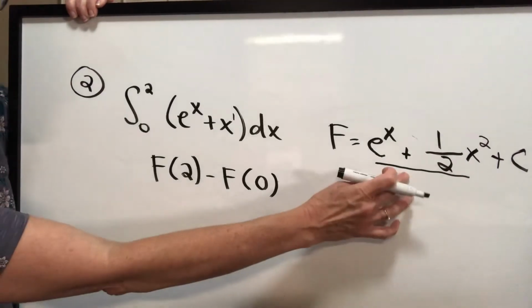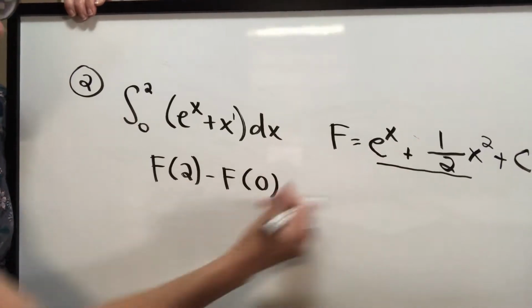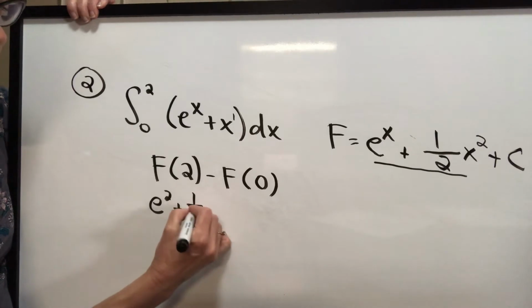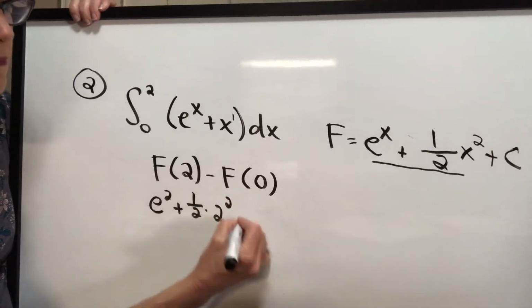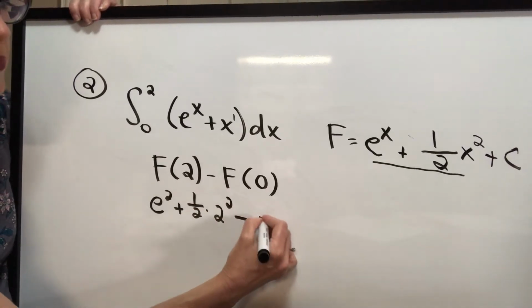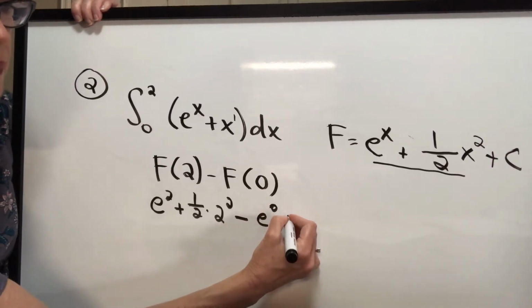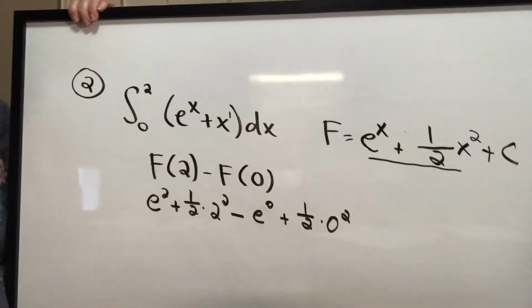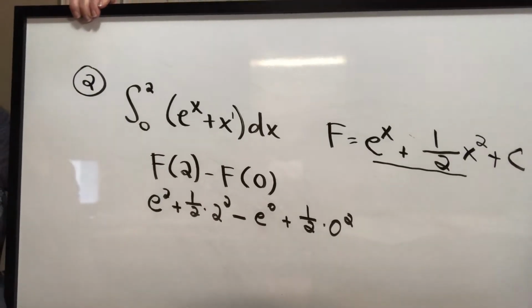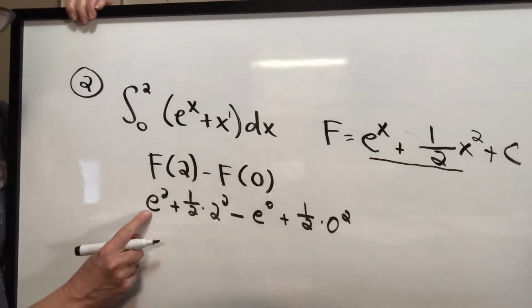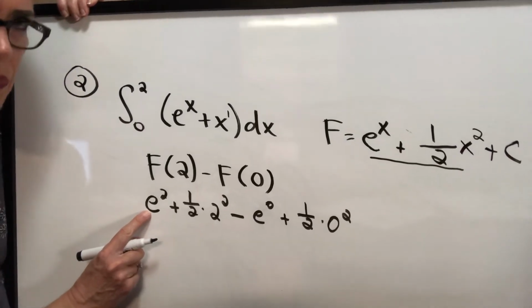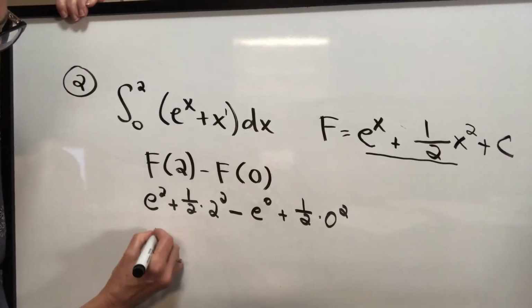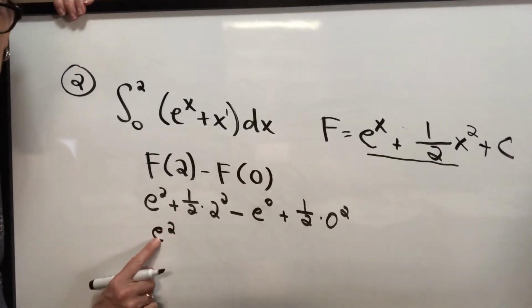Okay, so we're going to take this and plug in 2 first. So that would be e squared plus 1/2 times 2 squared. And then we're going to do e to the 0 plus 1/2 times 0 squared. And we're going to do those calculations. Now, e squared is a constant number. If you put that into your calculator, you would get a decimal. So I'm not going to do that. We're just going to leave that as e squared. That is a constant number, though.